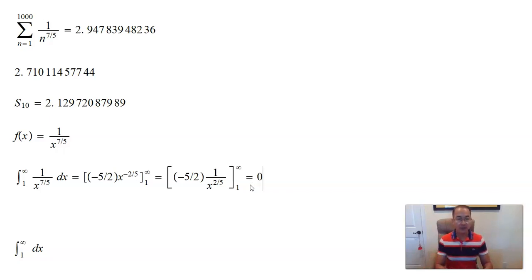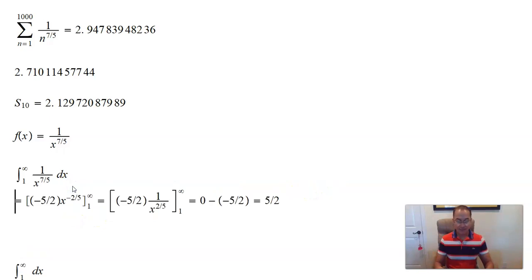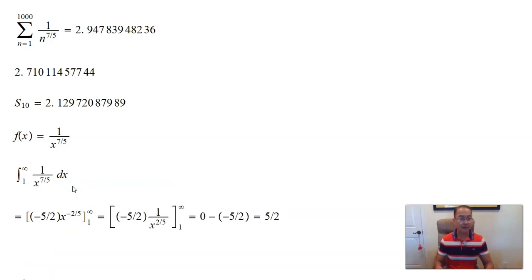So we're going to get 0 minus negative 5/2. And when x is 1, we'll get 1 to the 2/5, which is simply 1. All right, so the answer is simply 5 over 2. Okay. Maple, did we do it right? Did we? Let's see. We get 5 over 2. Okay, thank you for confirming.